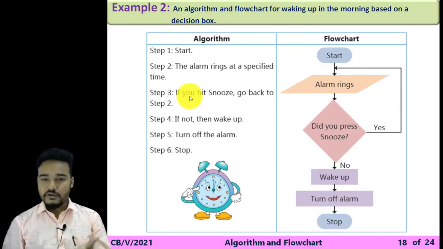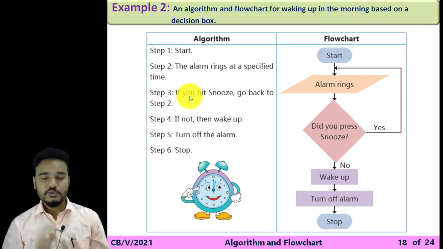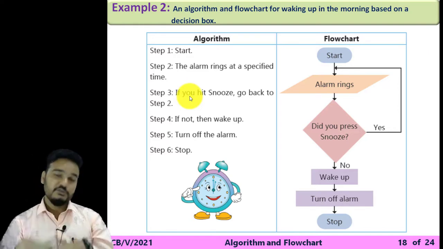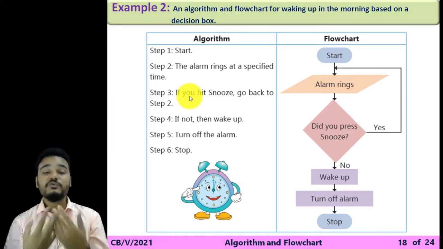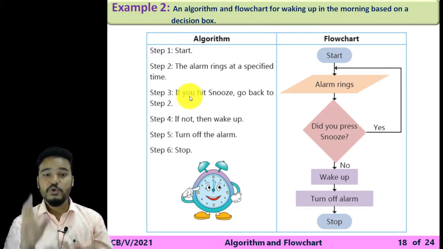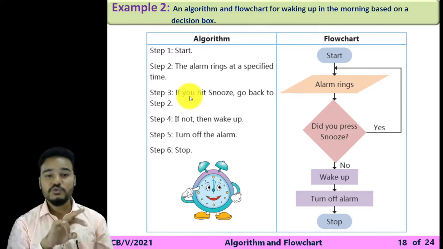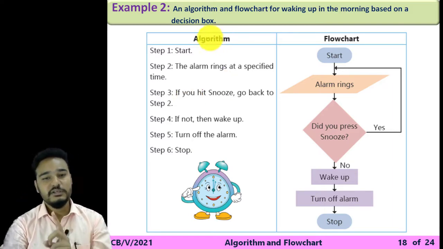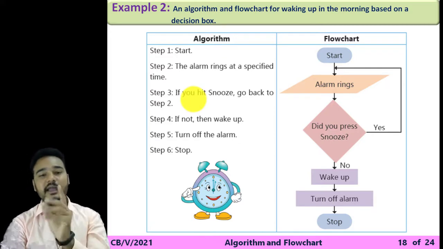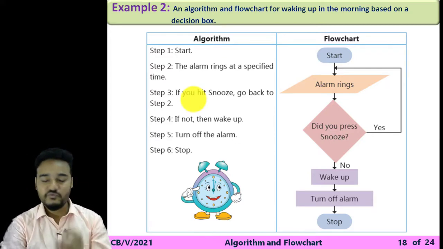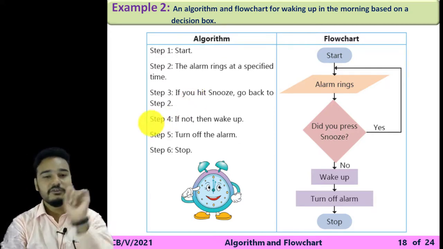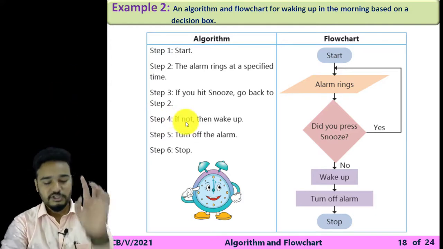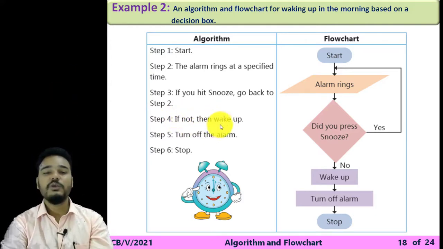One is off, another one is the snooze. Snooze means what? After 2-3 minutes it will ring again. So two options will be there, snooze or stop. If you hit snooze, it will again ring at the specified time after 2, 3 or 5 minutes. Or if you turn off, then what you will do? You will turn off and you will wake up.